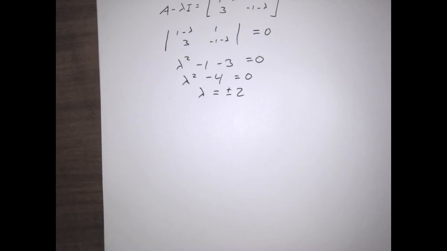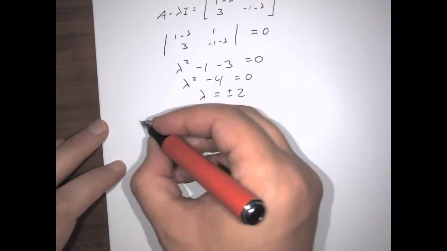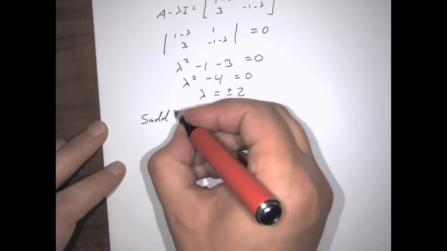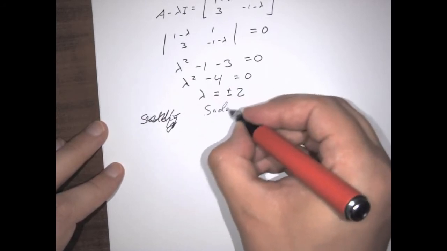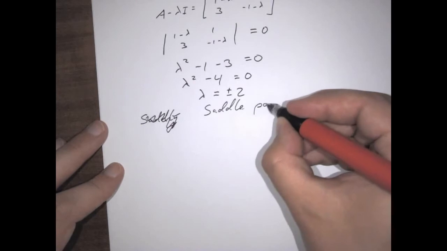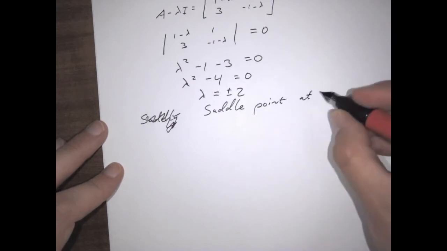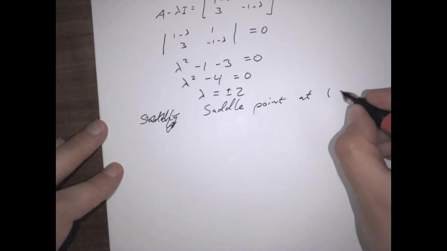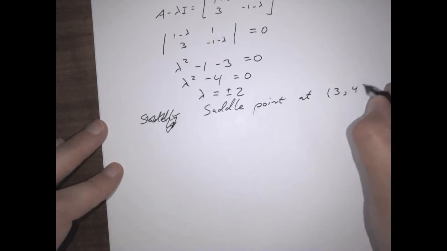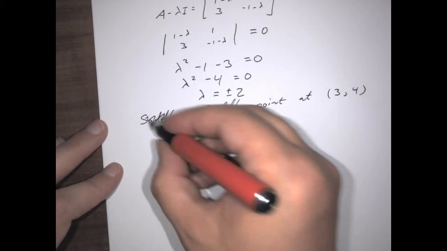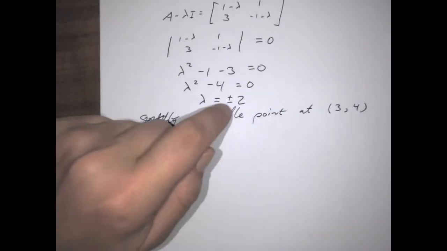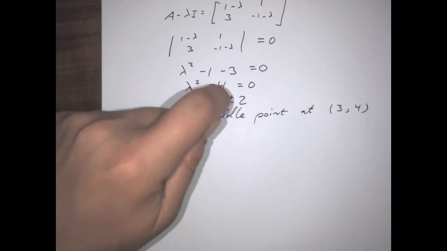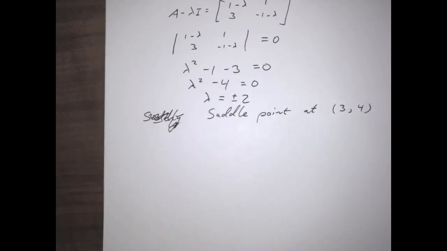So it's going to be pointing inward along one trajectory, outward along the other, which means there will be a saddle point. Saddle point at the xy values that we just found, 3 comma 4. So it'll be going inward along the eigenvector that corresponds to the negative, outward along the eigenvector that corresponds with the positive 2.